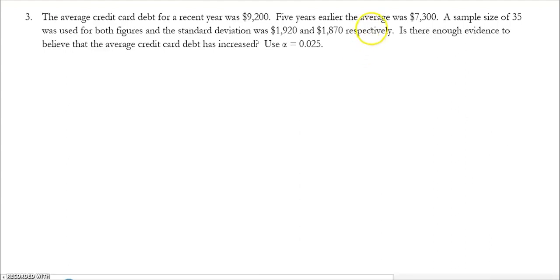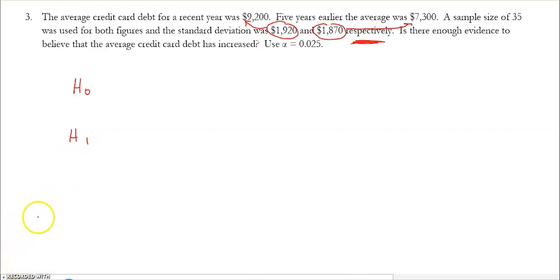So let's just make sure that we understand, respectively. That means that the order is maintained. So the 1,920 is associated with the first, and the second is the 1,870 for the 5 years earlier. Now, with that said, first we're going to state the hypotheses.